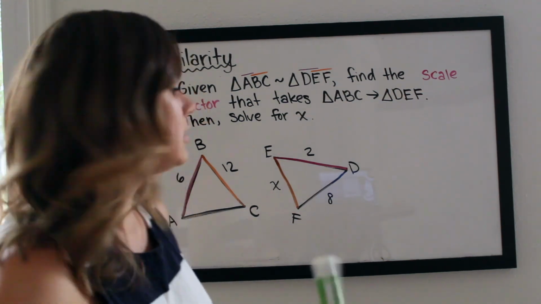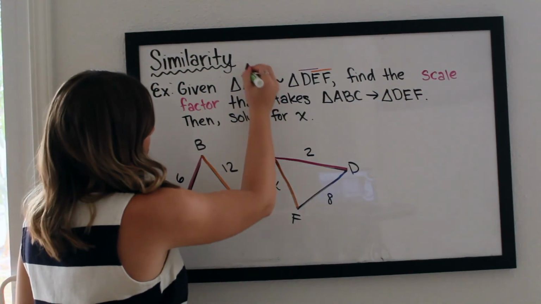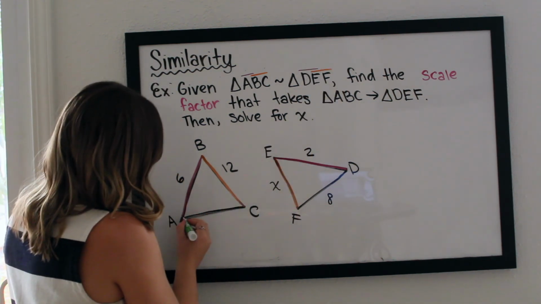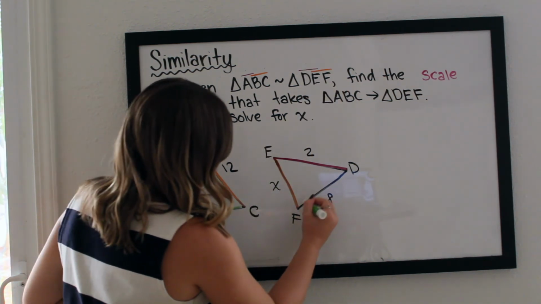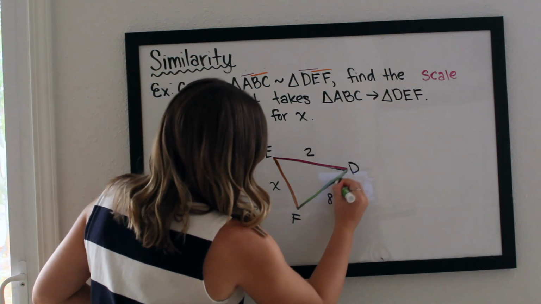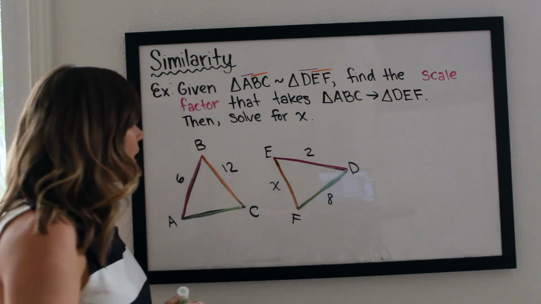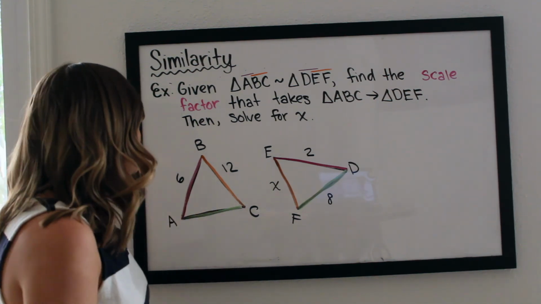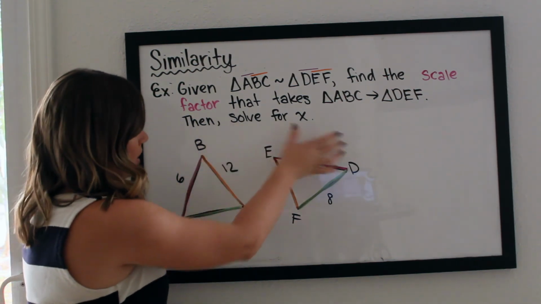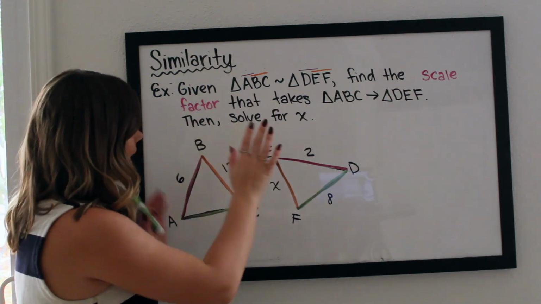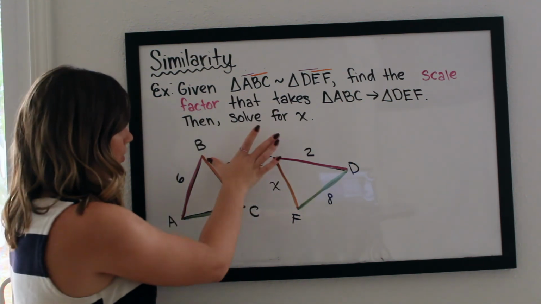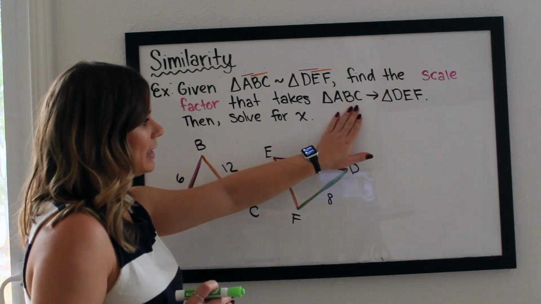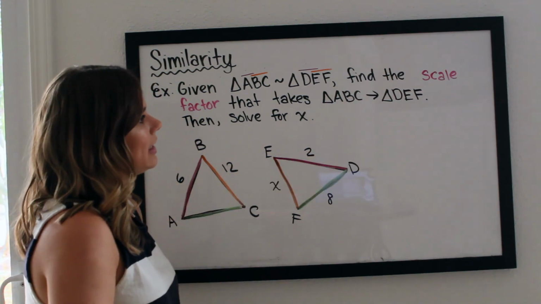Okay, and finally, AC, my first and my last, corresponds with DF. So, I need to make a ratio of corresponding sides. Since AB corresponds with ED, I need to make a ratio or a fraction with those two sides. Now, I'm going from triangle ABC to triangle DEF.